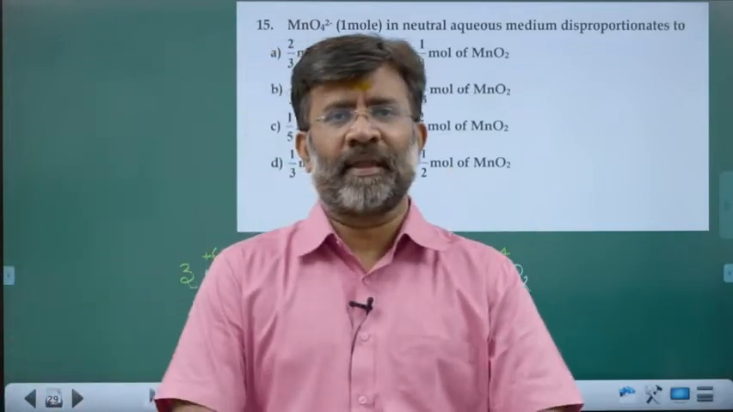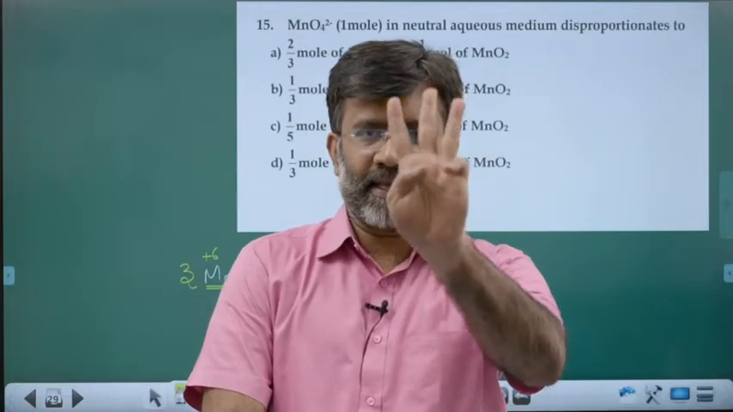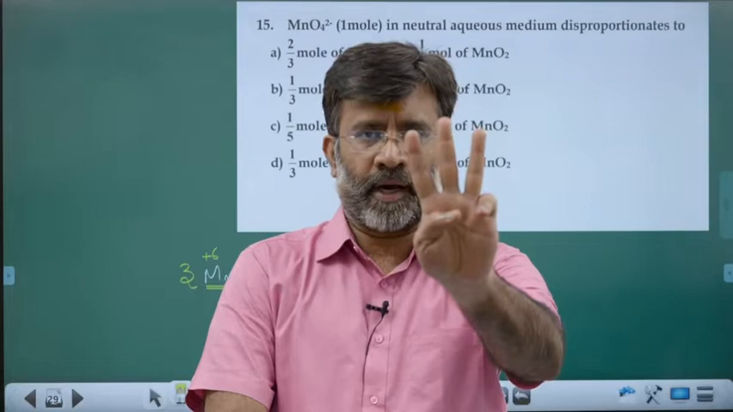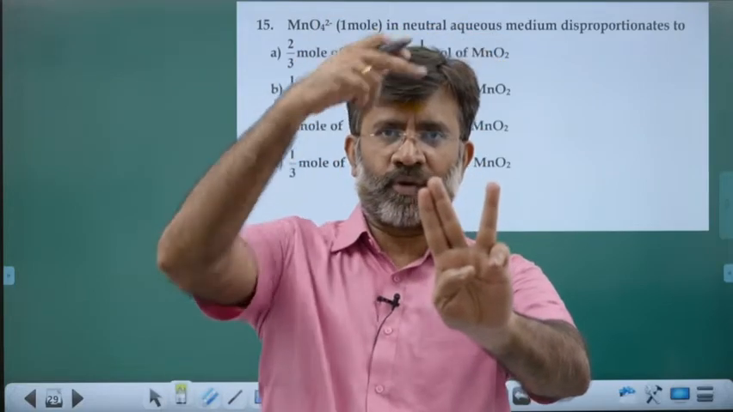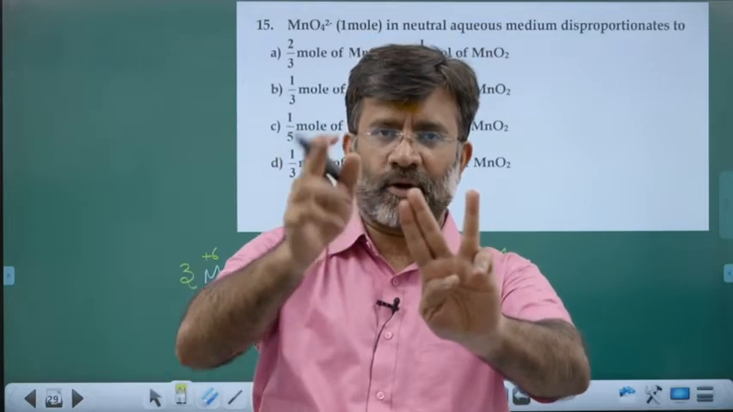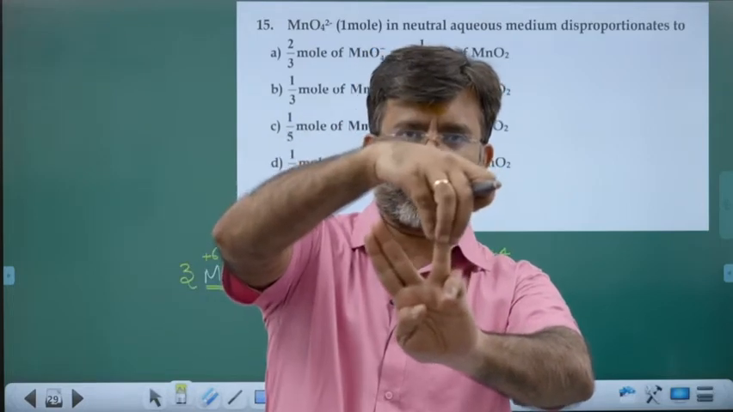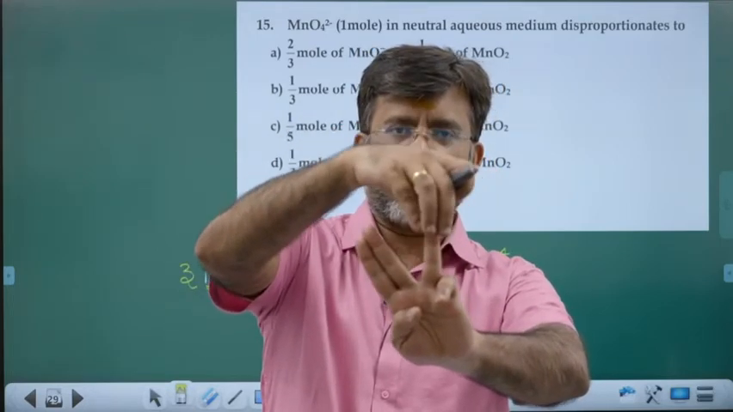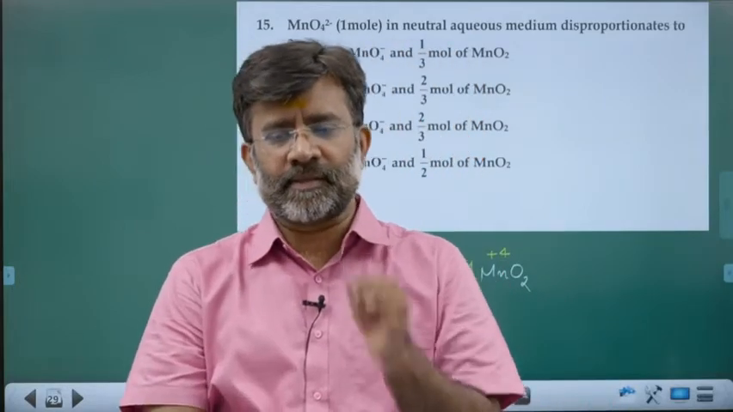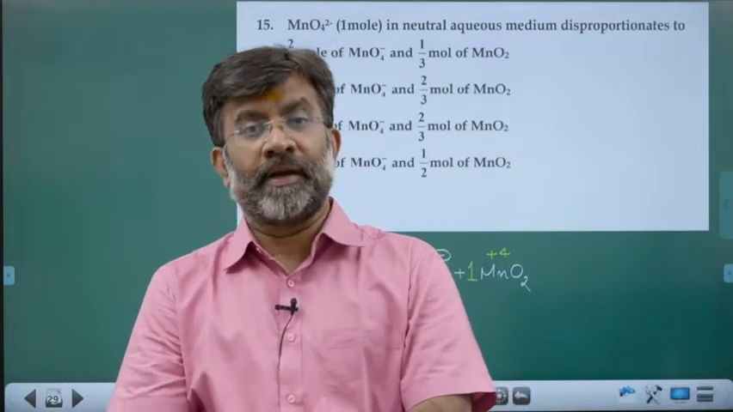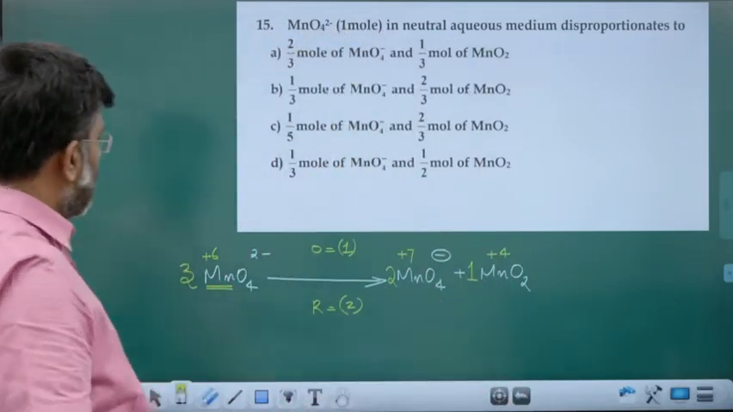Simple logic. There are 3 manganese in plus 6 state. Out of that, 2 manganese will be taken to plus 7 state, so 1 electron each you are getting. Those 2 electrons released by 2 manganese will be accepted by this one, and thereby plus 6 manganese becomes plus 4 manganese. I think it is clear. That's a simple logic to balance the disproportionation reaction. Okay, now the matter is over.